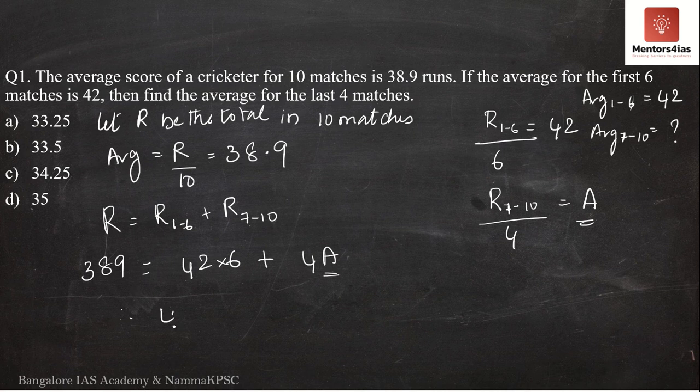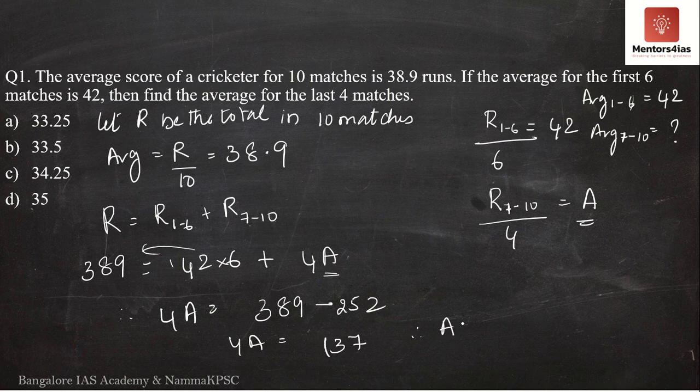Therefore, 4A is what? I will take this to the other side. It is 389 minus 6 2s are 12, 6 4s are 24, 252. Therefore, 4A is equal to 9 minus 2 is 7, 8 minus 5 is 3, 3 minus 2 is 1.